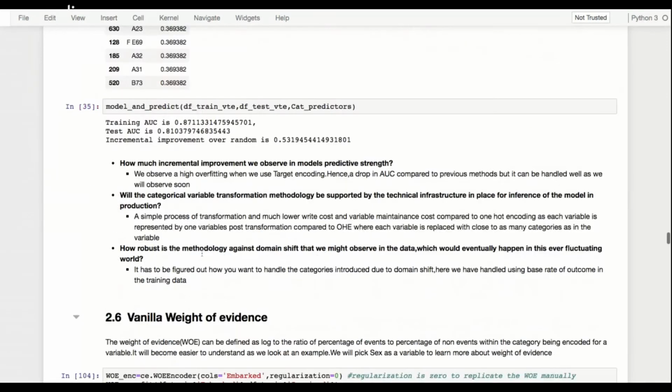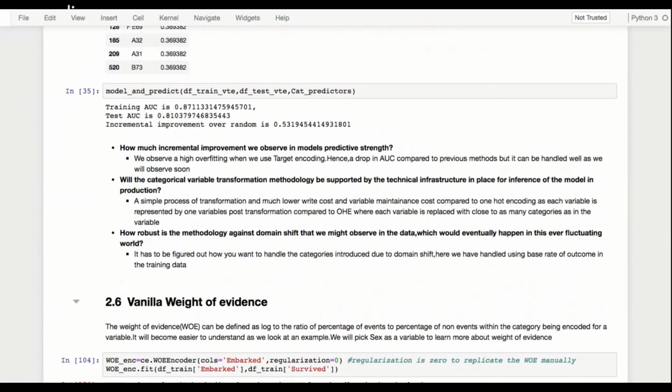So moving forward, when we develop a model on it and test it on training and test data set, what we observe, which is again not surprising, is a high amount of overfitting. The test AUC falls from 0.87 in training to 0.81 in test. Not surprising, because this is a supervised encoding technique. The first two that we looked at were unsupervised encoding techniques, where we never use the outcome. Essentially, we use the variables themselves to encode them.